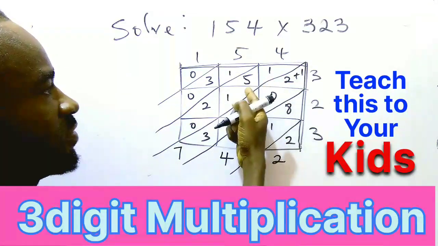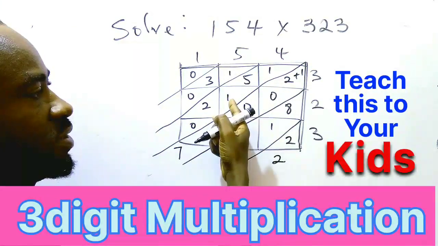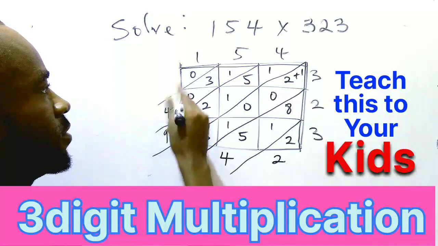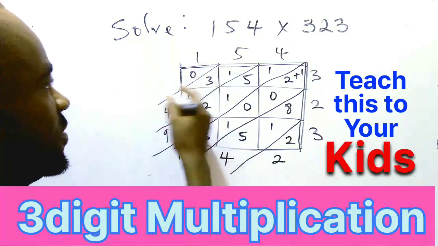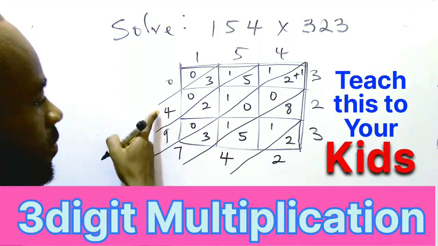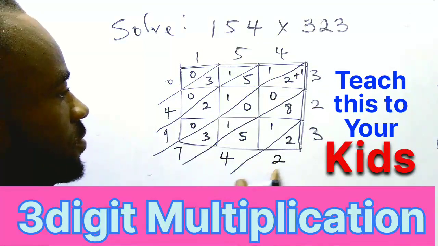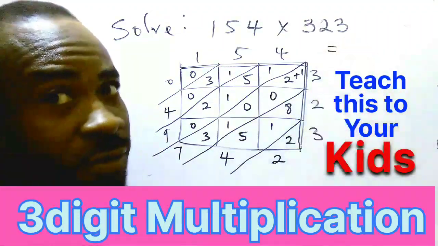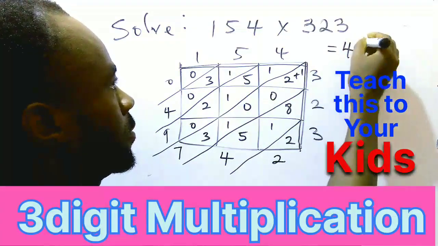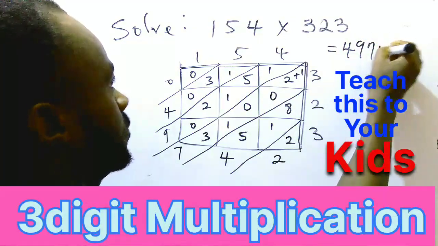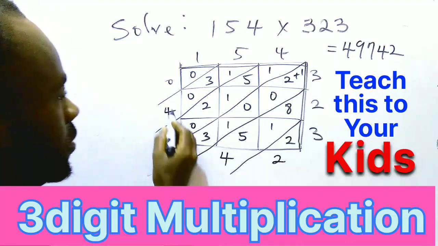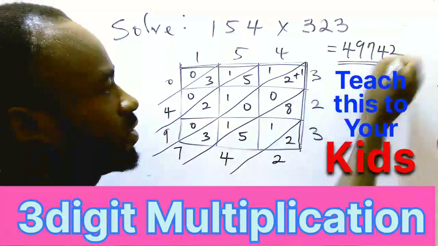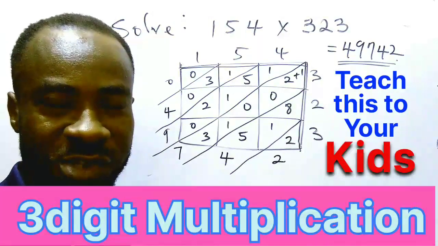So let's go: 1 plus 5, 6, plus 1, 7, plus 2, 9. 1 plus 3, 4. Here, there's nothing here. This is 0. So I'm going to have 49742. So my answer to this is 49742. All these values here, that's the solution. So this is the solution to this problem.